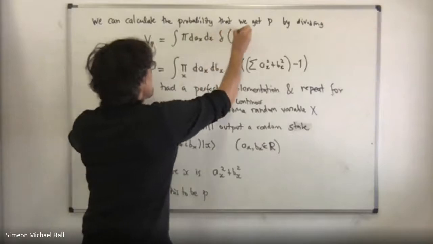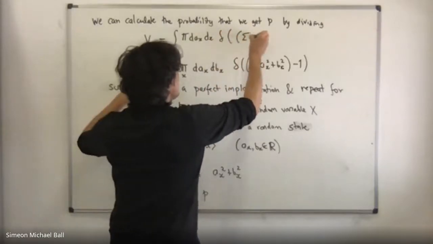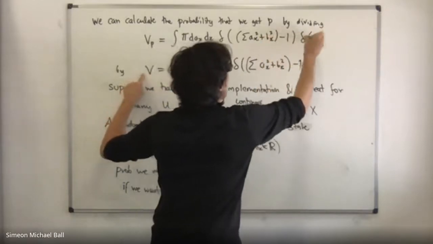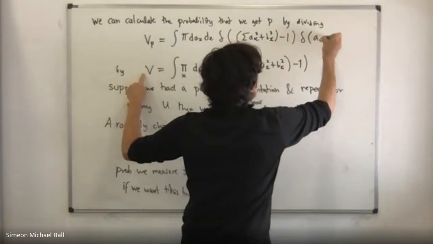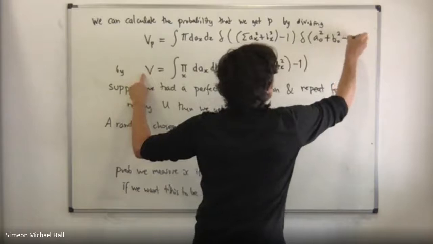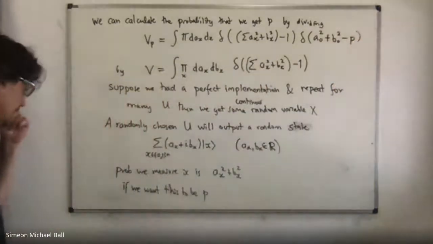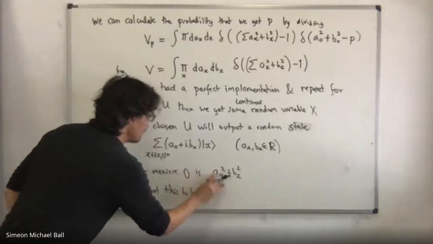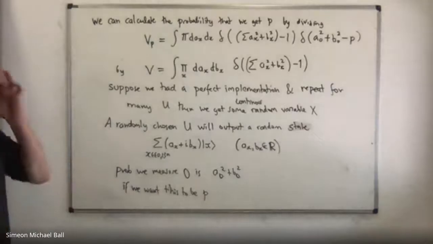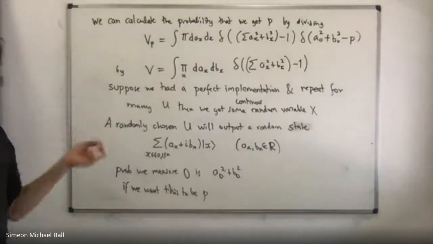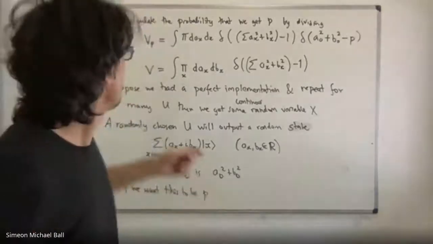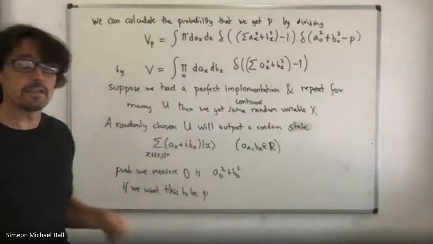We've got this delta, and then we've got, let's say, measuring 0 would just be a squared plus b naught squared minus p. Okay, so let's just have a look. We're trying to calculate the probability that you measure 0, repeating the unitaries many times, is going to be p. I claim it's V_p divided by V.